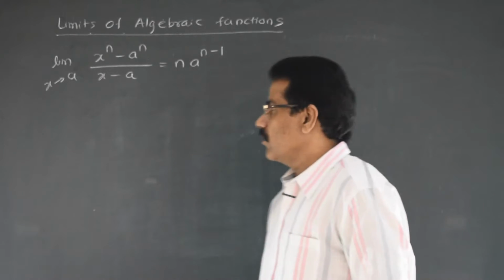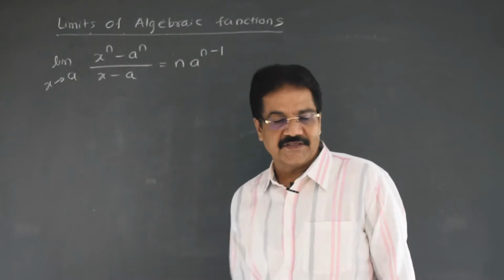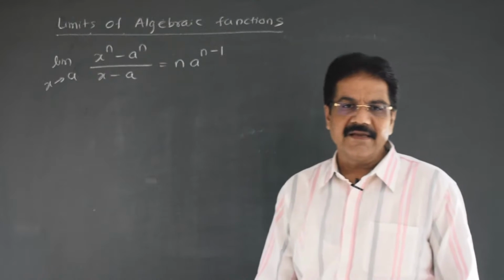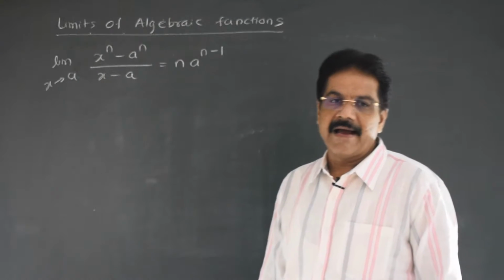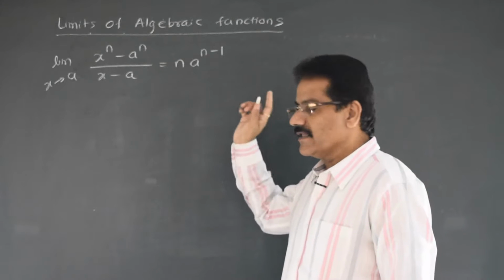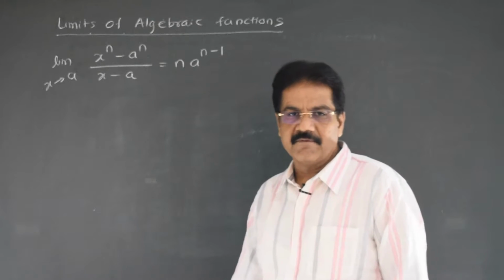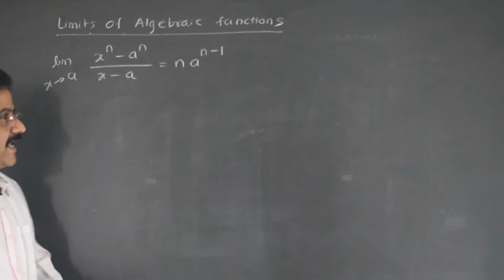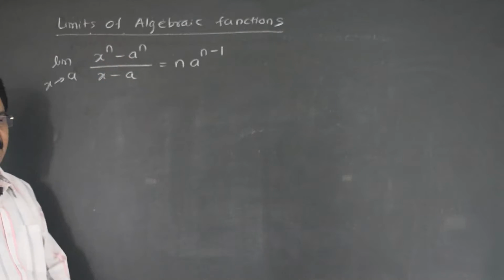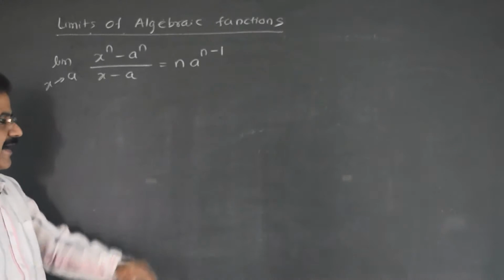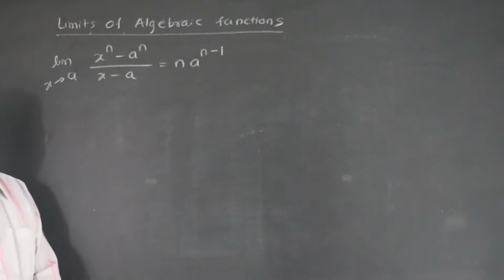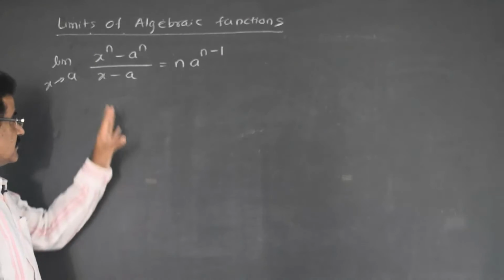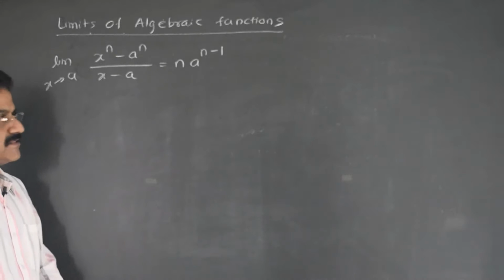Let us proceed to the topic limits of algebraic functions. Here we are going to use this formula. This formula can be derived using the concept of binomial expansion, so we are going to take the proof of this formula in the chapter of binomial expansion. The formula is: limit as x tends to a, x raised to n minus a raised to n upon x minus a is equal to n into a raised to n minus 1. So whenever this type of situation is there, we can write down the answer directly.